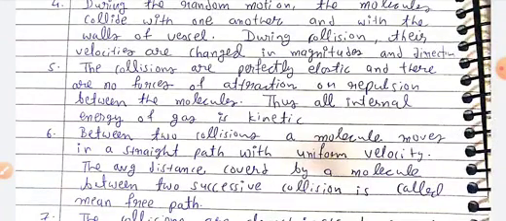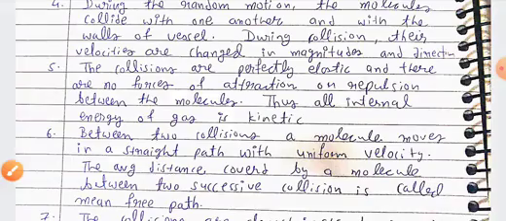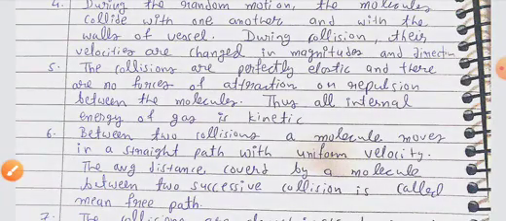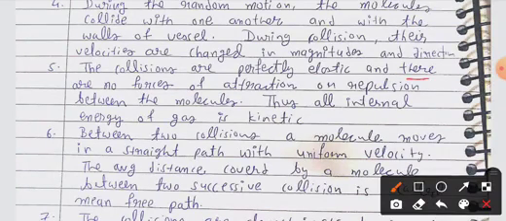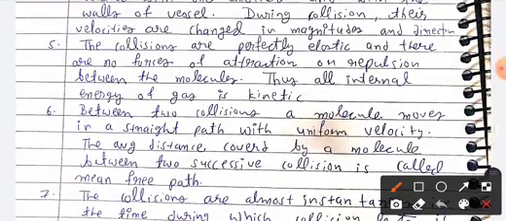Fifth point, the collisions are perfectly elastic and there are no forces of attraction or repulsion between the molecules. The collisions are perfectly elastic, that means the momentum before collision and the momentum after collision will be the same. And there are no forces of attraction or repulsion between the molecules. Thus all internal energy of gas is kinetic, because if there were internal forces of attraction or repulsion, then potential energy would be there. But we know that for an ideal gas there are no attraction or repulsion forces between the molecules, so the internal energy will be purely kinetic.